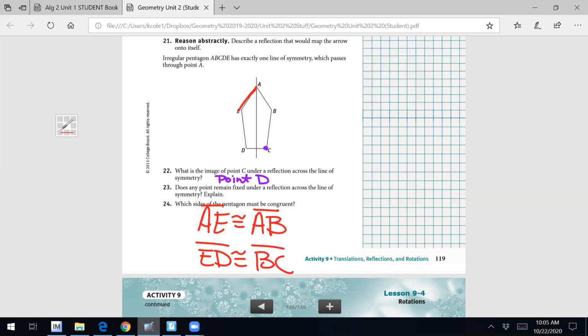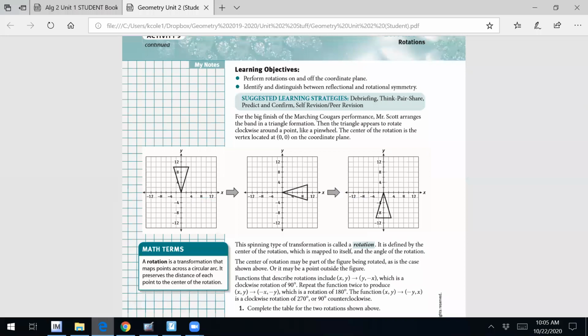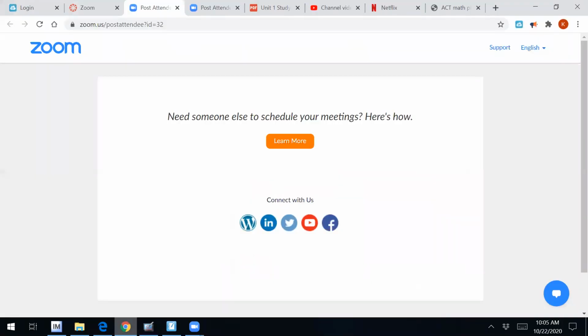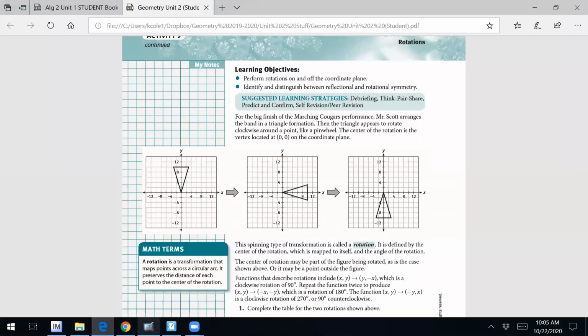All right, page 120. Page 120 is all about rotations. Everything that we're going to be talking about today deals with a rotation, and the goals are pretty much the same as they have been all week, except we're dealing with rotations instead of a translation or a reflection.